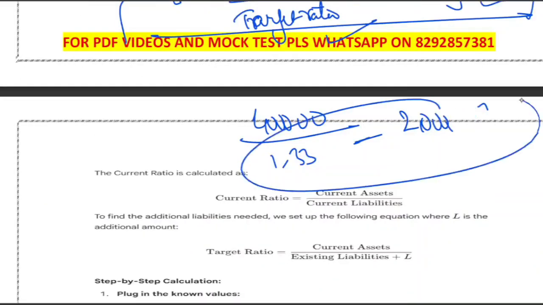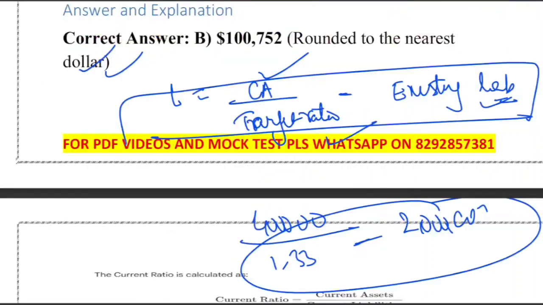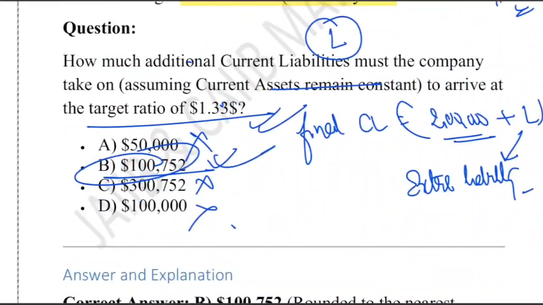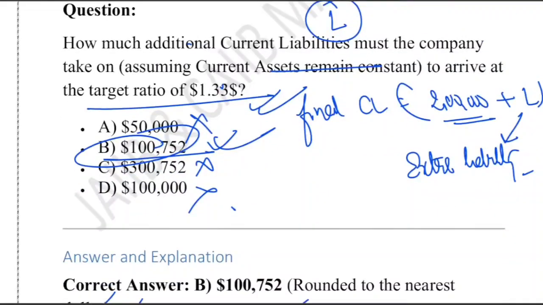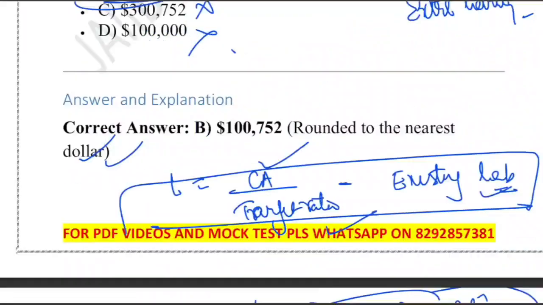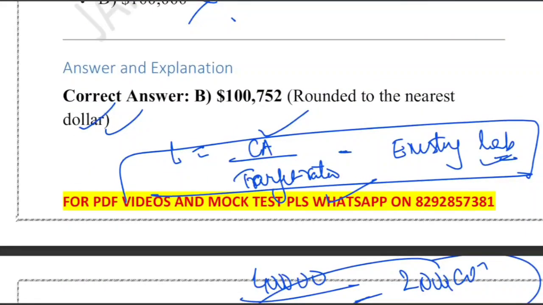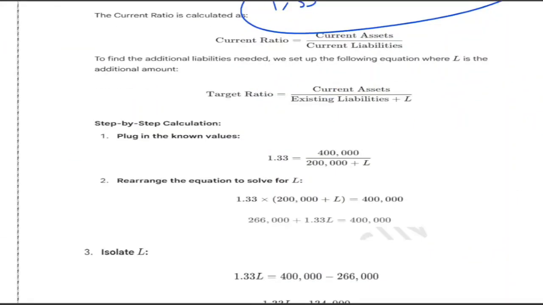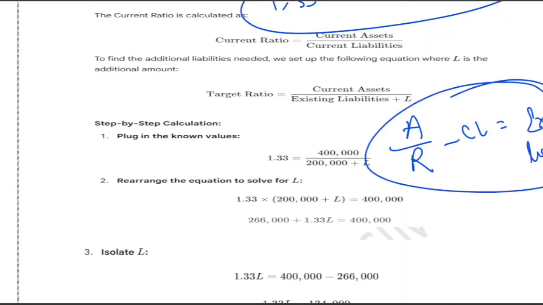Just remember this formula and you can find how much liability has to be increased if the same question appears in the upcoming examination. So you can see in every question I am not just going through the options and telling you the correct one. I am explaining how we can go about solving it, and I also provide you a trick to remember it. So just remember it like this: A upon R minus CL. It is the extra liability. A upon R minus CL.